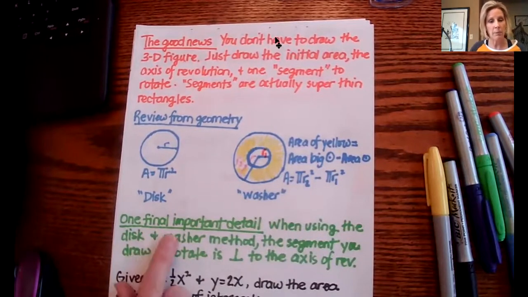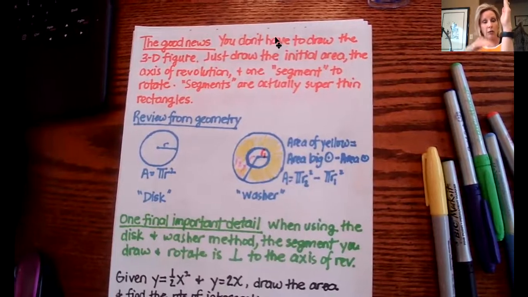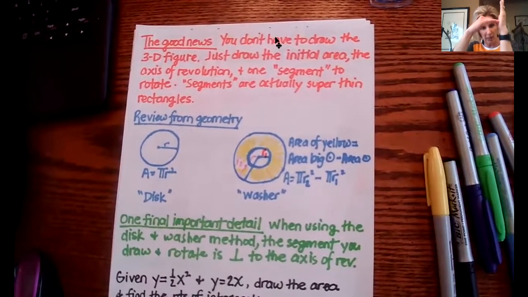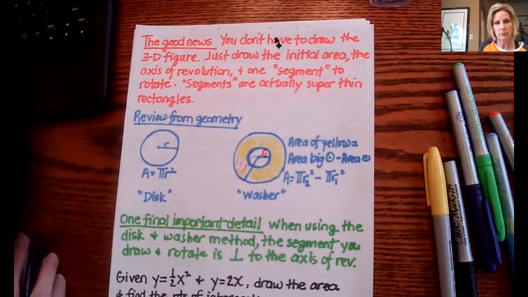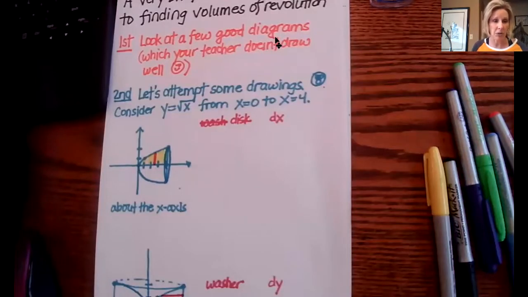So again, the big detail that I just mentioned, once you have your axis of revolution, when you draw the segment, it's got to be perpendicular. So if it's a vertical axis of revolution, the segment that you draw is horizontal. If it's a horizontal axis of revolution, the segment you draw is vertical. Now we're going to set up some problems so you can actually start to see how this works, okay?